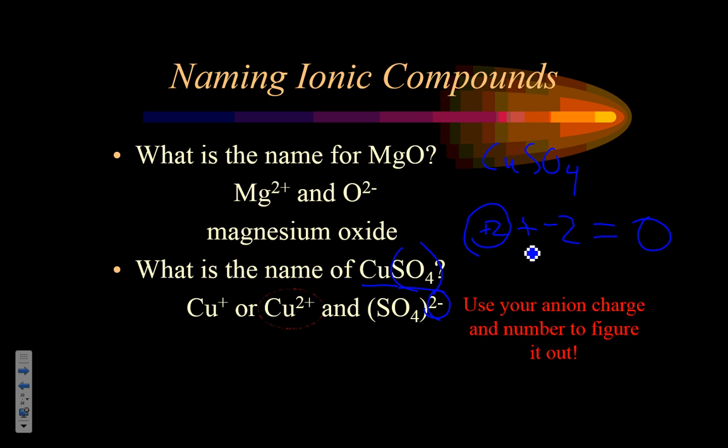So in this particular case, I knew it's Cu with the 2+, which means it's got to be copper 2 sulfate. So what would happen if it was Cu2SO4? Well, the reasoning is still pretty much the same.